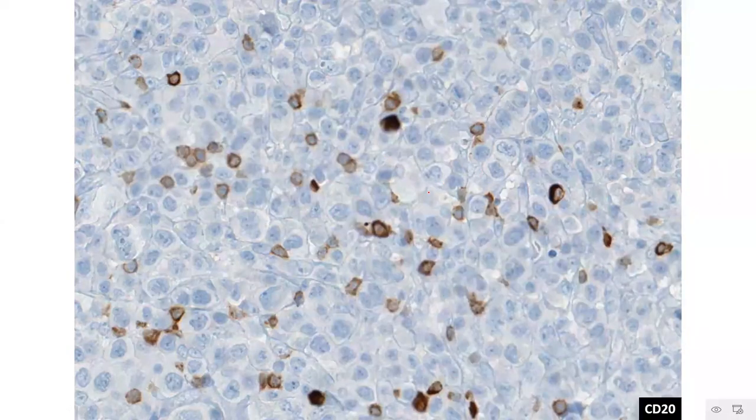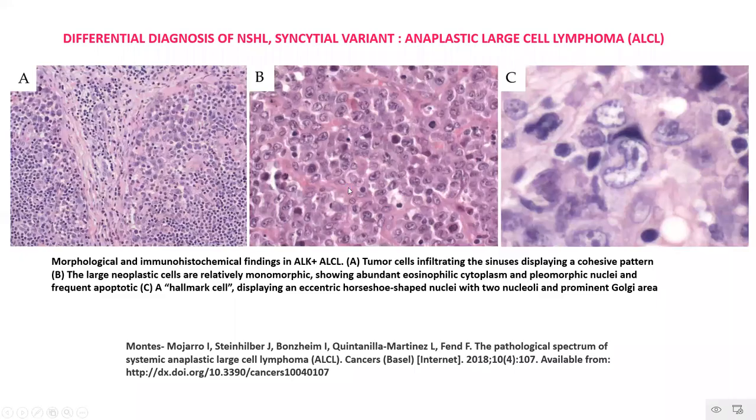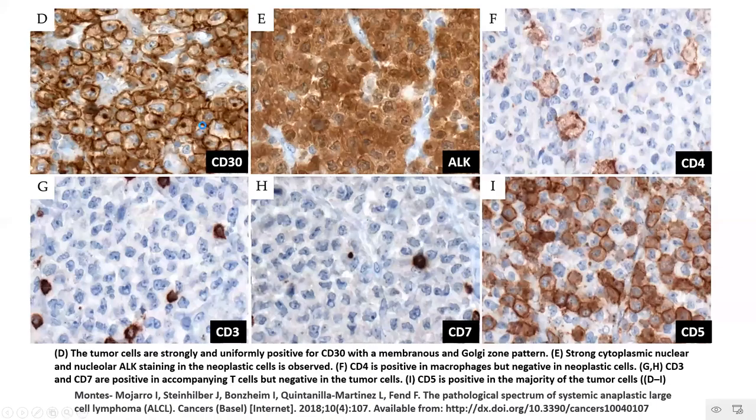CD20 again shows a smattering of the background small B lymphoid cells, which are present throughout this tumor. Now, this particular case is again a journal article which showcases the same differential diagnosis issue of a nodular sclerosis Hodgkin lymphoma of the syncytial variant versus anaplastic large cell lymphoma. Check out for this kind of cells when you see such an undifferentiated tumor. These cells are known as the hallmark cells, which look a little bit like a horseshoe or a reniform kind of configuration. So if you see this kind of atypical cells within the setting of Hodgkin, Reed-Sternberg-like cells, ALCL might be a possibility. And also the subcapsular sinus invasion that you see in this particular case would be something that will be seen in the case of anaplastic large cell lymphoma.